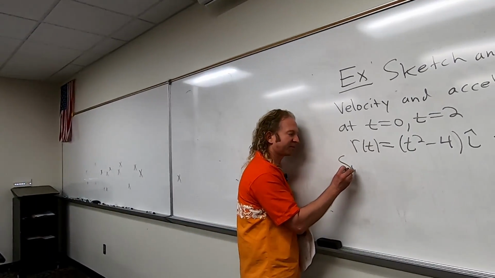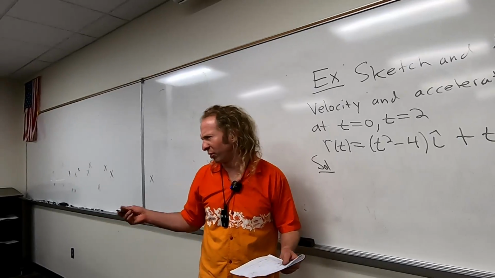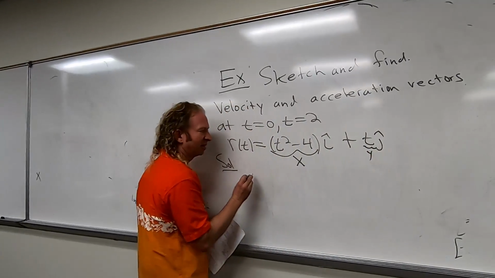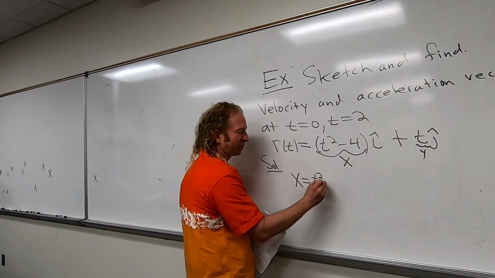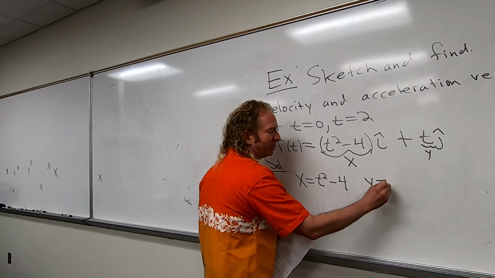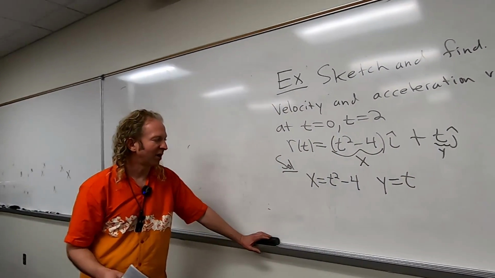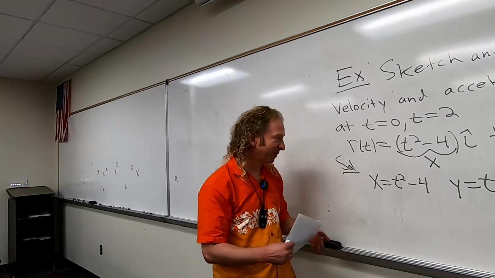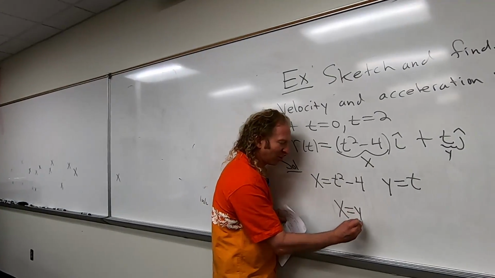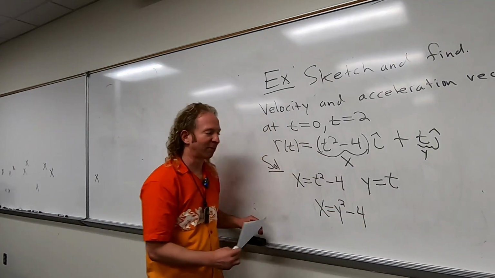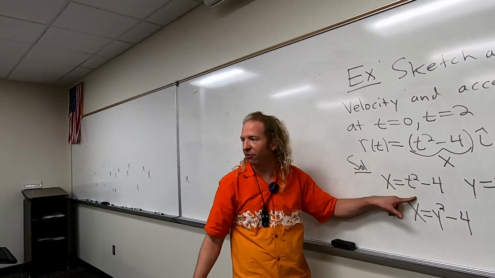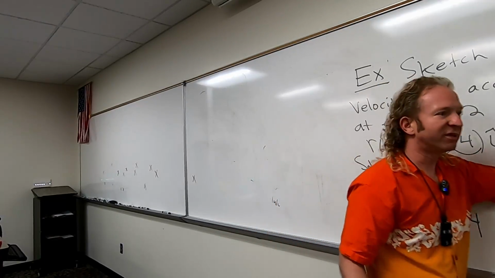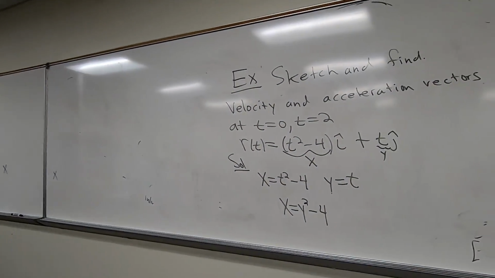Solution. In the homework, all the graphs are multiple choice, which is really nice. So this is your x, and this is your y. x is t squared minus 4, and y is equal to t. So now we can replace t with y. It'll be x equals y squared minus 4, just plugging the y in for the t. So this is a parabola that opens sideways, a sideways parabola.